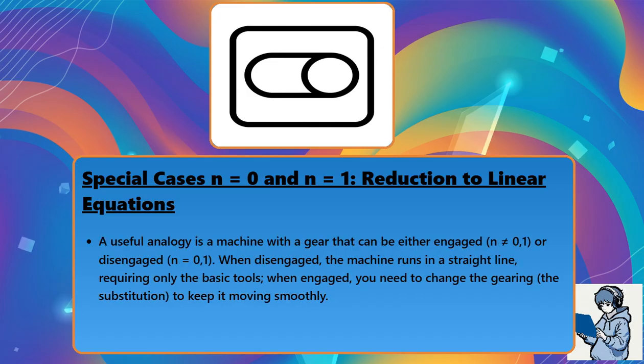A useful analogy is a machine with a gear that can be either engaged, n not equal to 0 or 1, or disengaged, n equals 0 or 1. When disengaged, the machine runs in a straight line requiring only the basic tools. When engaged, you need to change the gearing, the substitution, to keep it moving smoothly.